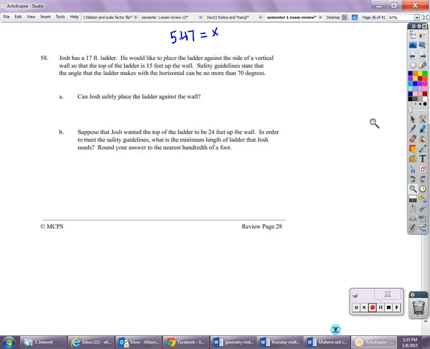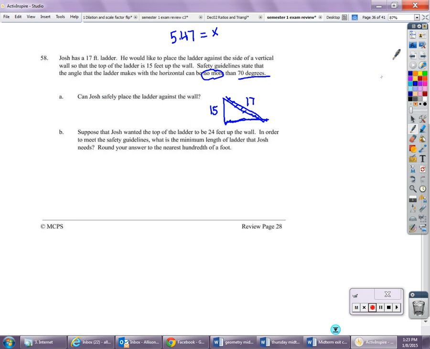Alright, number 58, ladder. Josh has a 17-foot ladder. He would like to place the ladder against the side of a vertical wall. So here's the vertical wall, so that the top of the ladder is 15 feet up the wall. Safety guidelines state that the angle the ladder makes with the horizontal, here's the horizontal, the ground, can be nothing more than 70. So that means things like 68 are great, and a degree like 71 is not so good. So can Josh safely place the ladder against the wall?